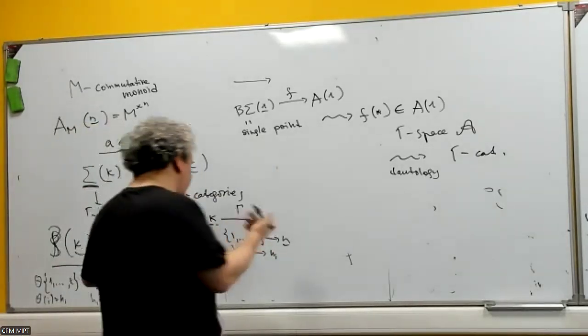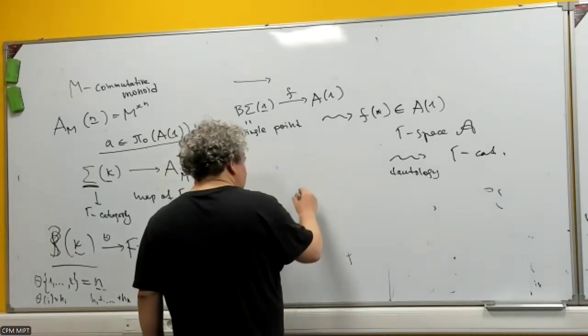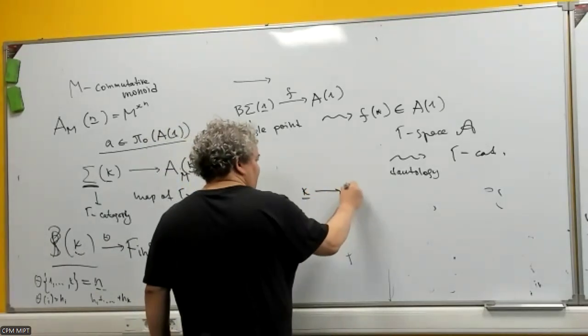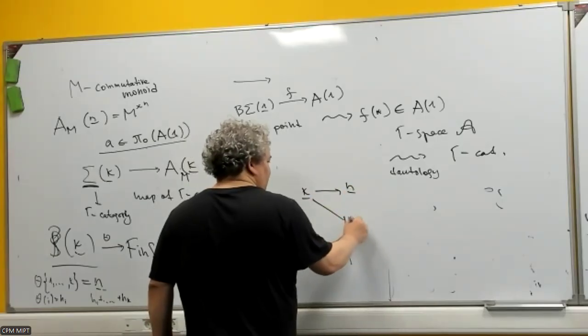And what now are the morphisms? Morphisms are isomorphisms in gamma. So the morphisms are such diagrams n, where here I have an isomorphism.